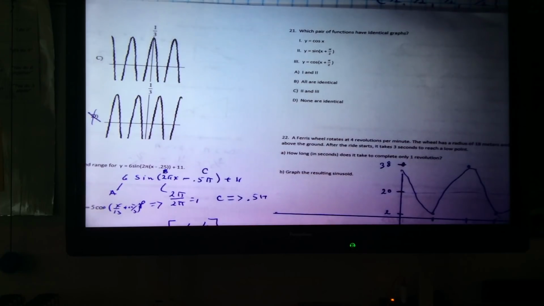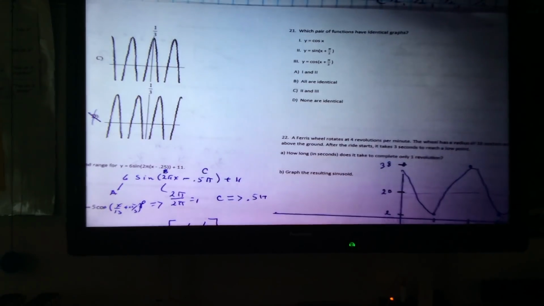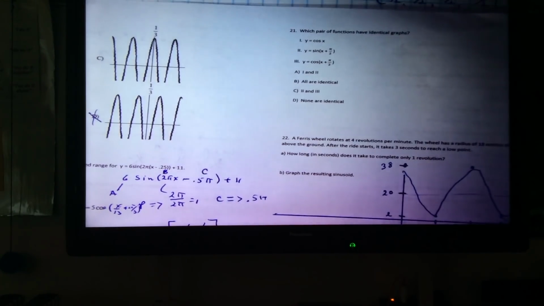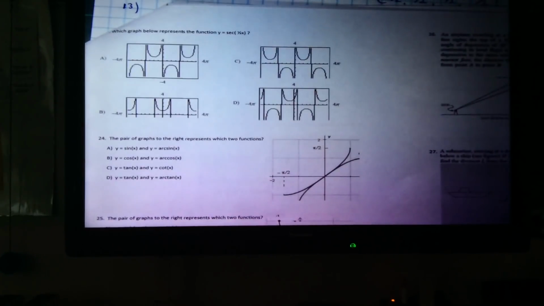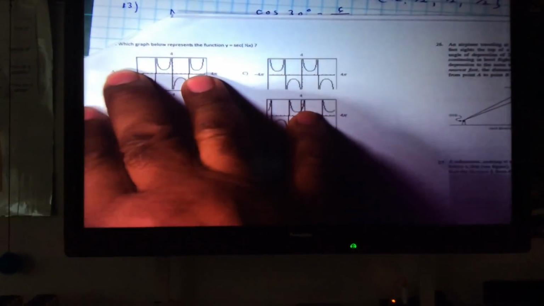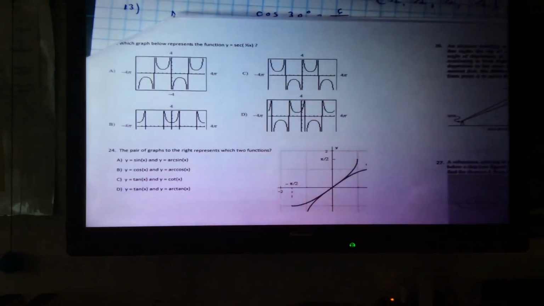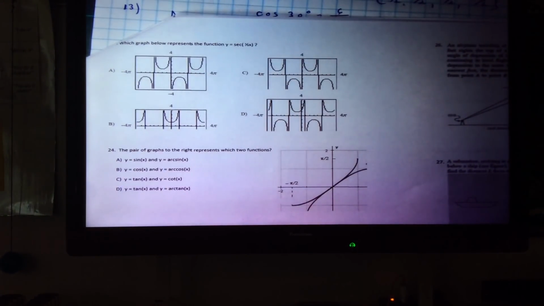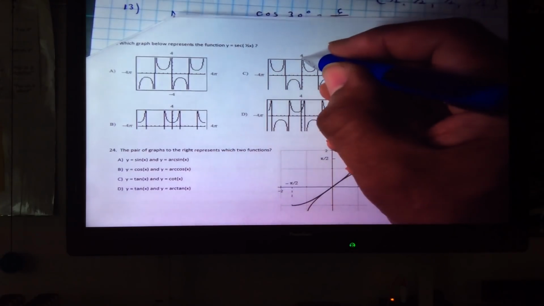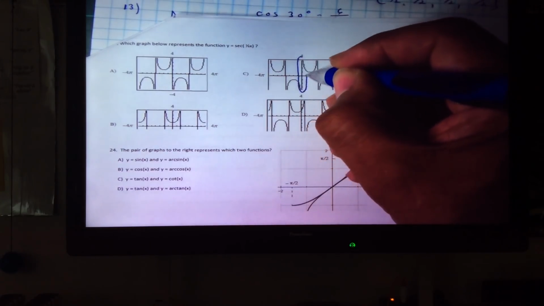Now 22, we've done enough of those. I don't think we need to do it. We have videos on Ferris wheels too. So I'm going to skip that one. Okay, now this one you can put in your calculator and match it up. Now focus on what happens here at the y-axis. This is what you want to see here.